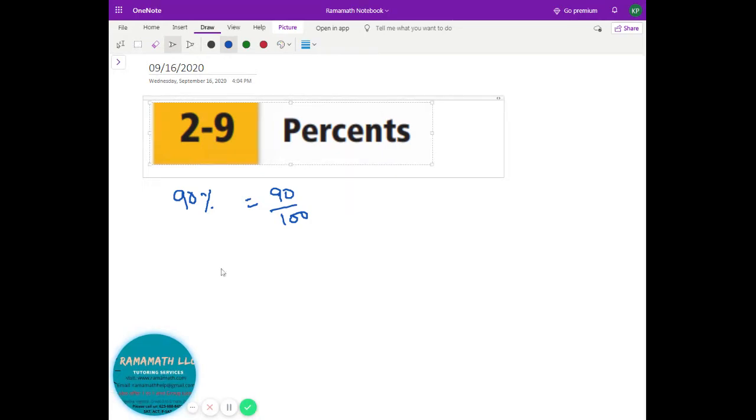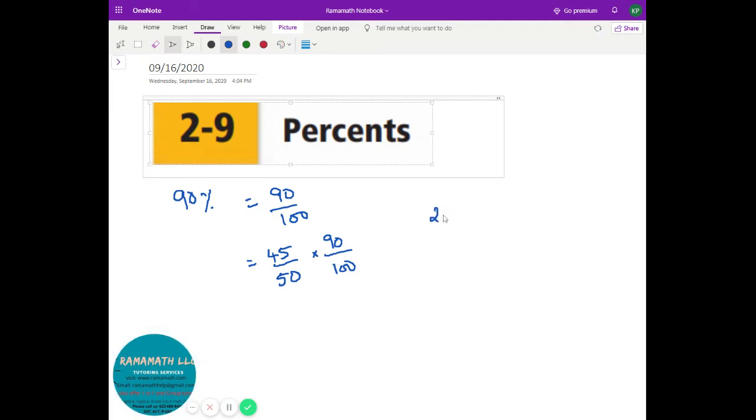For example, if you got 45 out of 50, this is also a 90%. So 45 out of 50 also comes to 90% because if you multiply by 2, that is 100, and this is 90. So it's anything with out of 100 that's called percent. Anytime you calculate out of 100, it's called percent.